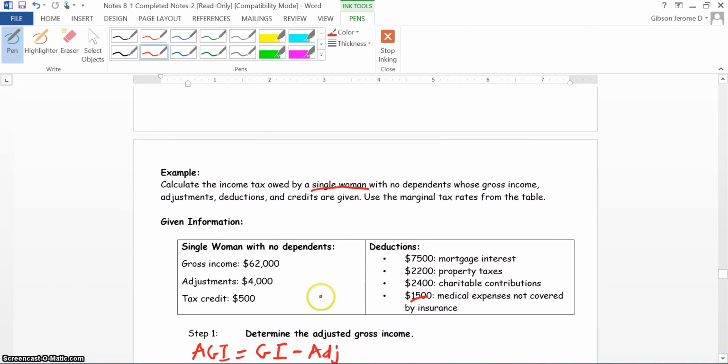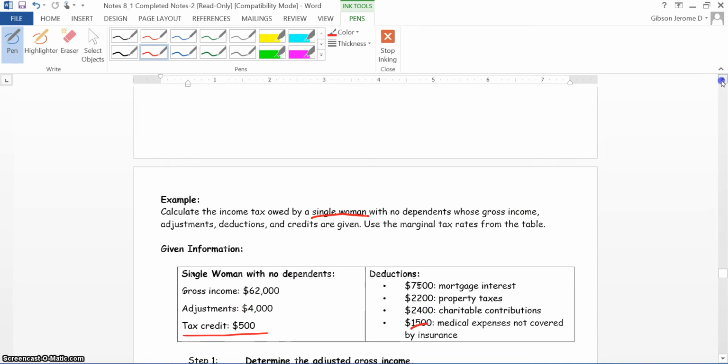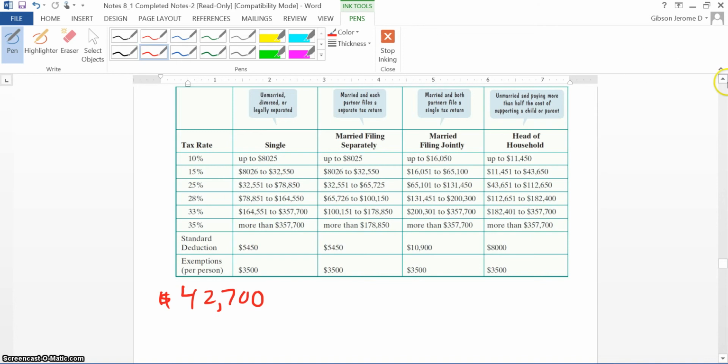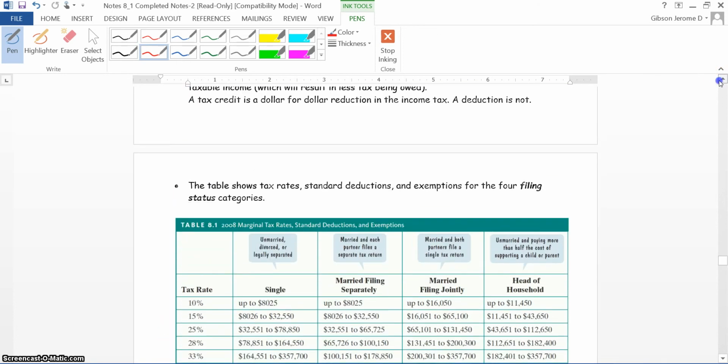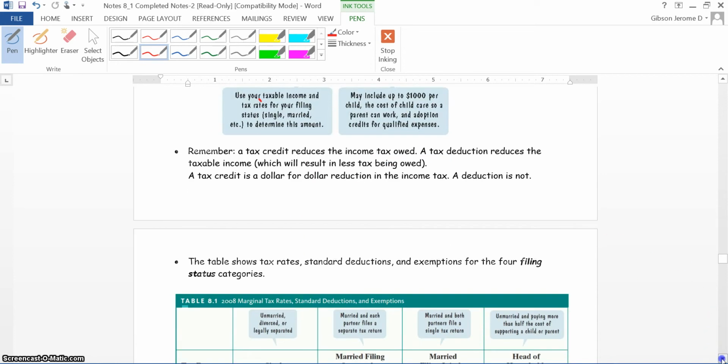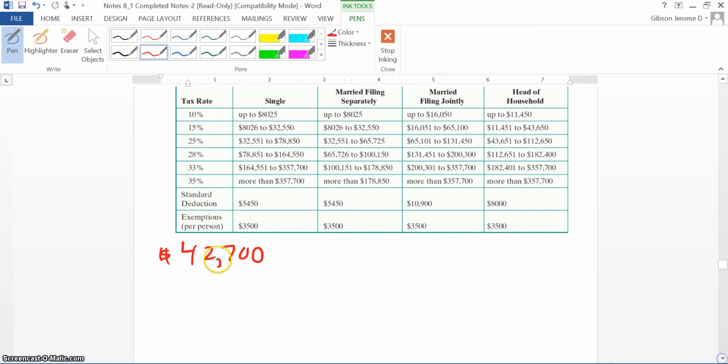Now we're using this information here. We have a single woman with no dependents, and we notice that she has a tax credit of $500. So we will go back here, and again with the tax computation, we'll use our tax table. She's single, and then also we have a tax credit of $500. So we would take our tax computation from the table minus her $500 tax credit.